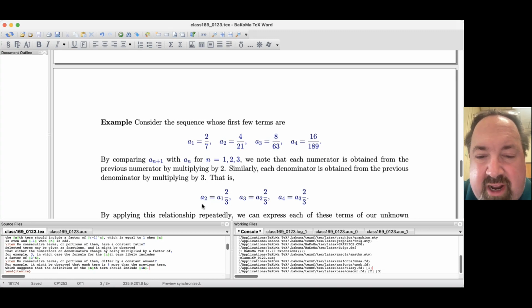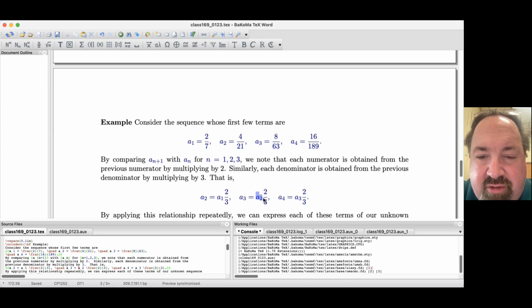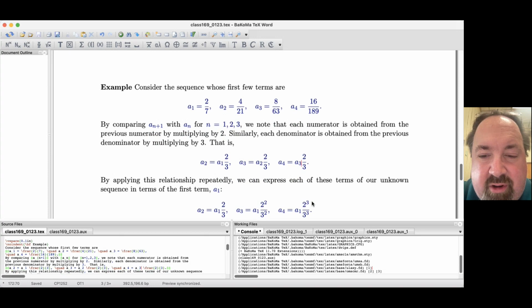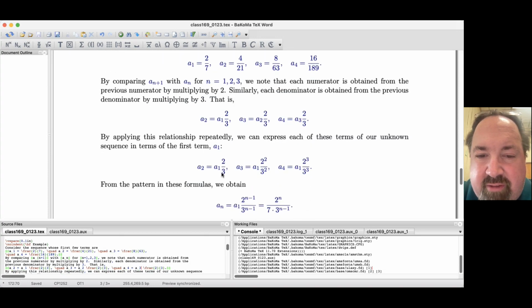So if I want to describe all of these, A2, A3, A4, in terms of A1, I can apply this relationship repeatedly. Like I can replace A2 in here with A1 times 2/3. So now I have A1 times 2/3 the quantity squared. And then I can take that and substitute it for A3 in here, and I get A4 is equal to A1 times 2/3 quantity cubed. In other words, so that's what I've done here.